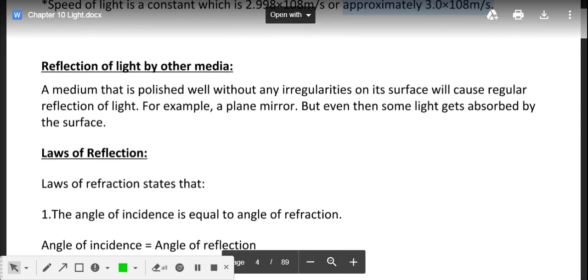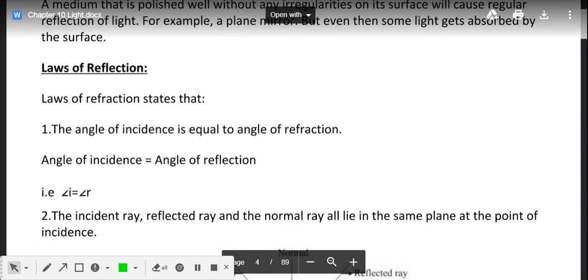Reflection of light by other media. What is medium? Medium means medium only. A medium that is polished well, that is, a regular surface, not irregular. It is a regular surface like your table or something like that. So it will be a regular reflection. For example, a plane mirror. Even though some light gets absorbed by the surface, still each and every object is absorbing some kind of light.